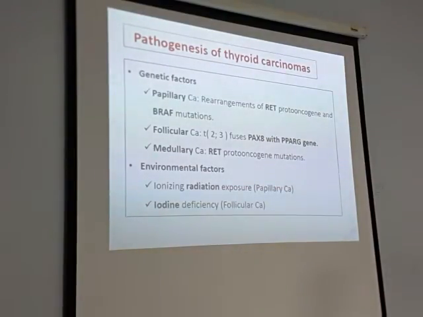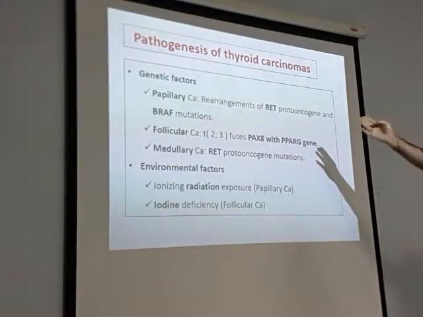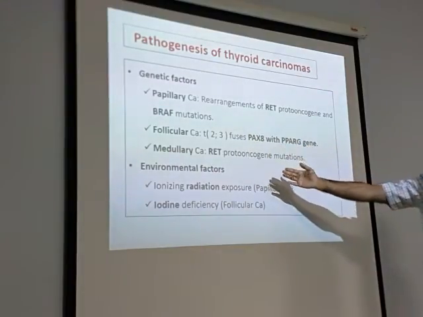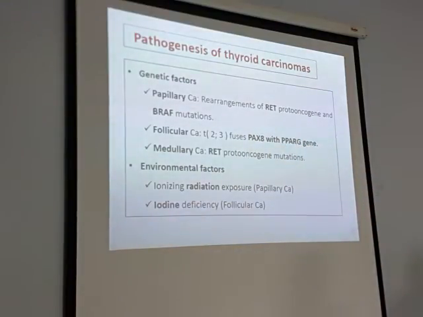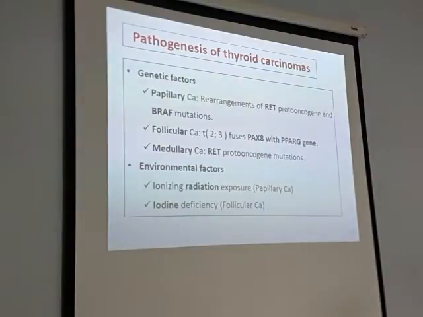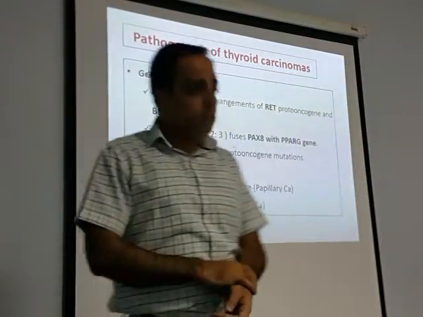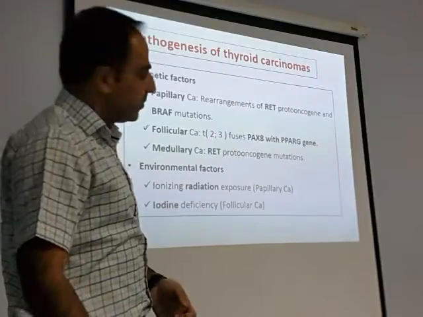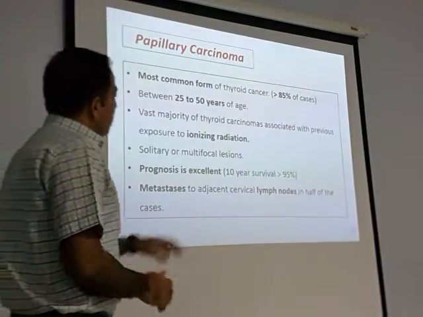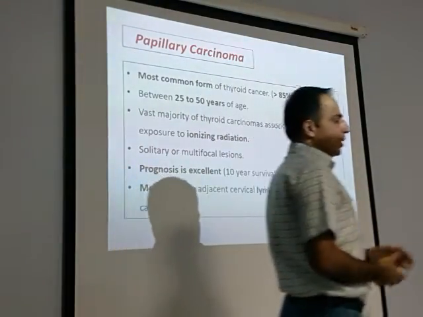Now the pathogenesis is genetic and environmental. Clear? In the genetic, RET proto-oncogene rearrangements in papillary and mutations in medullary. Follicular has a translocation between 2 and 3, PAX8 with PPARG. And environmental, we have radiation and iodine deficiency.